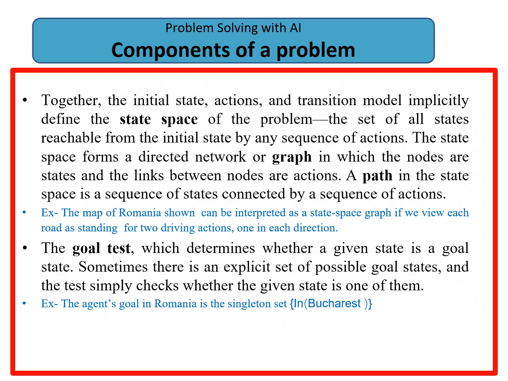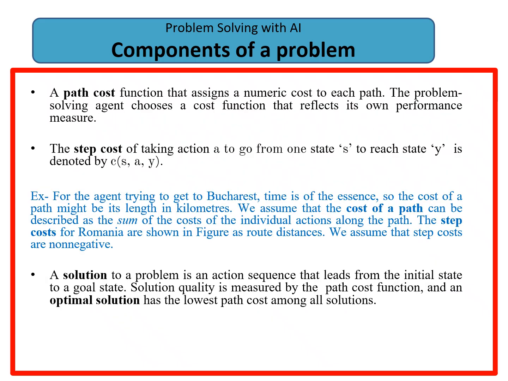Next is the goal test. The goal test checks whether the current state is the desired goal state. So the goal is to reach Bucharest, the goal state is In(Bucharest), and the goal test is: if the current state equals In(Bucharest), goal achieved, else continue the search. The goal test tells the agent when to stop searching.